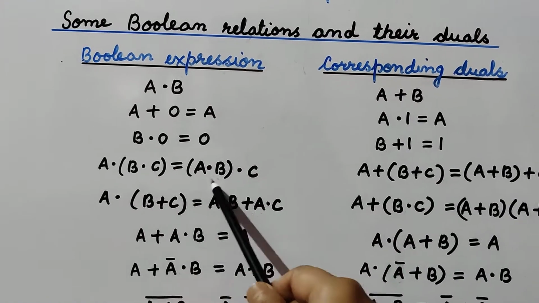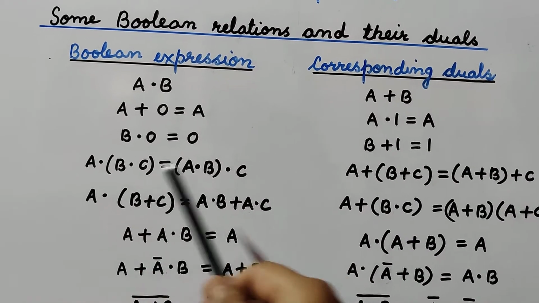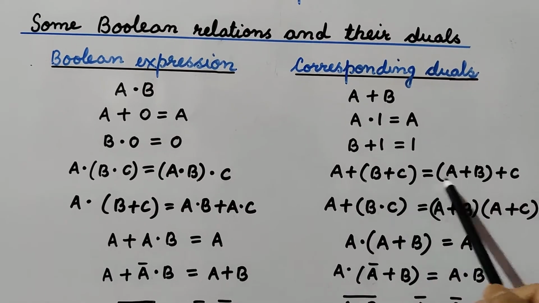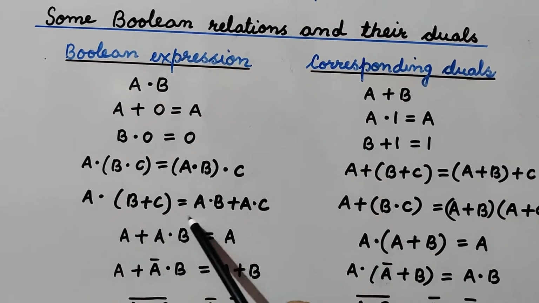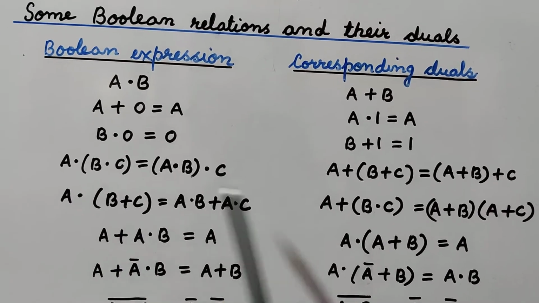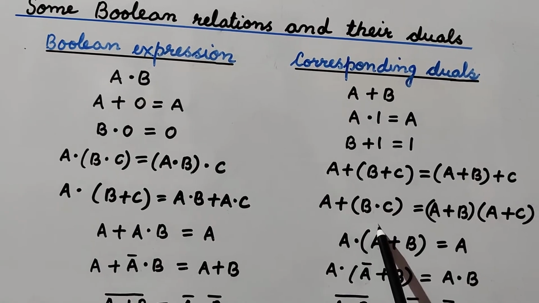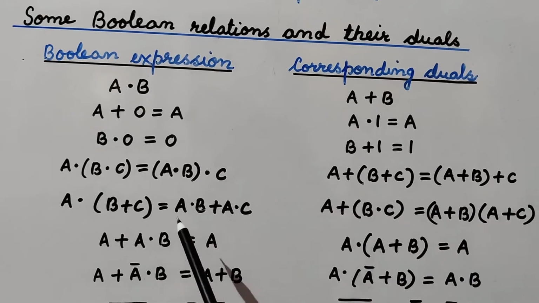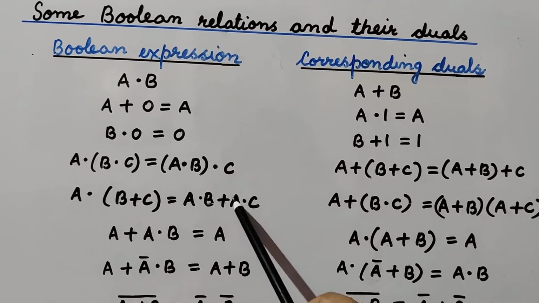Similarly, if we want to find the dual of this relation, then it will be obtained by simply replacing all the dot by plus symbol. So this expression is the dual of this expression. Similarly, if we want to obtain the dual of this relation, then we will simply replace this dot by plus symbol, and this plus symbol has been replaced by dot. Again, this dot is replaced by plus symbol, and this plus is replaced by dot symbol. So this is the dual of this expression.